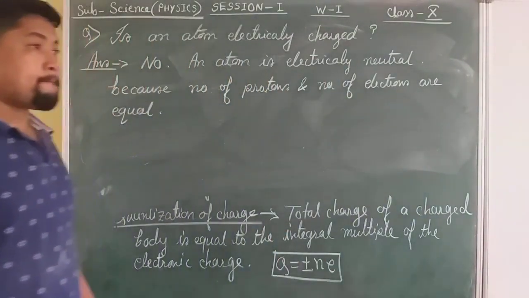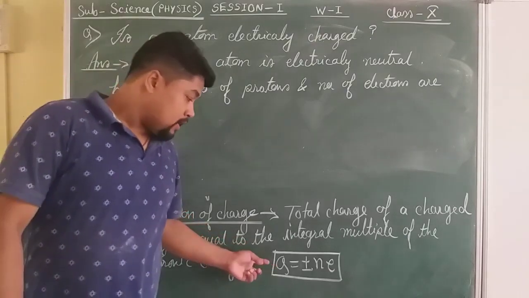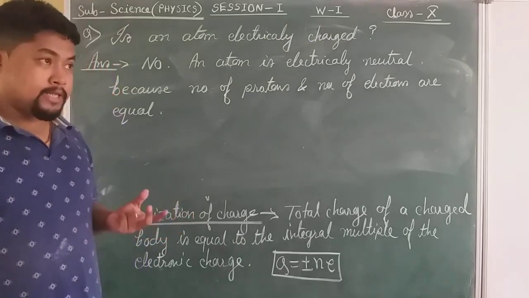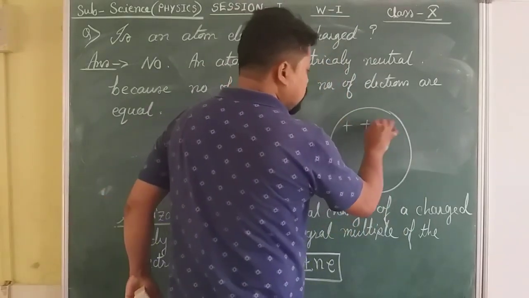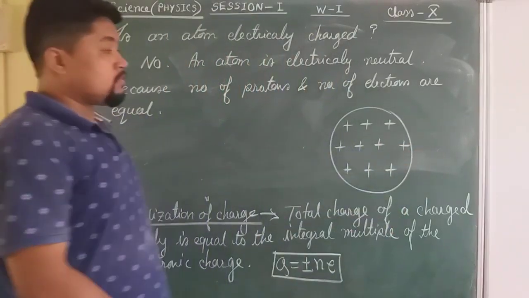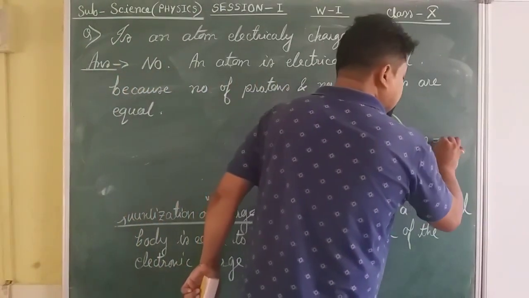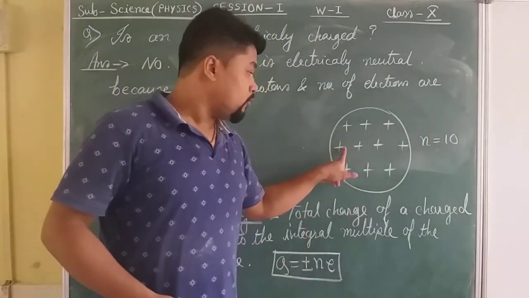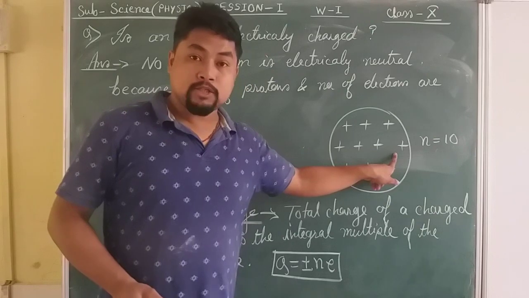Our next question is from this equation. Suppose we have a charged body that contains 10 positive charges: 1, 2, 3, 4, 5, 6, 7, 8, 9, 10. So in this charged body, the number of positive charges n is equal to 10. Okay? Number of charges in this charged body is equal to 10.